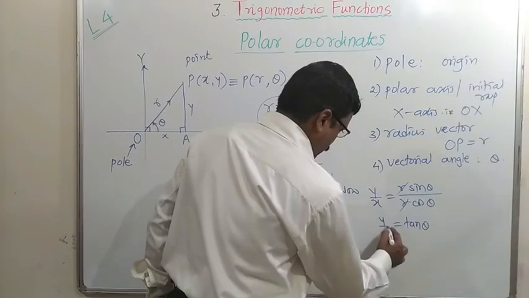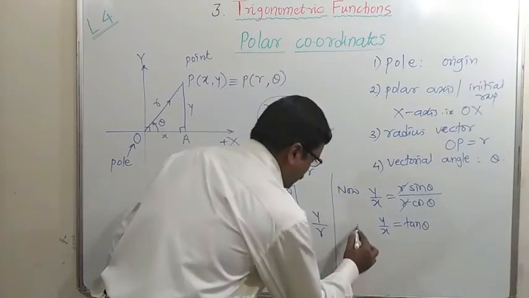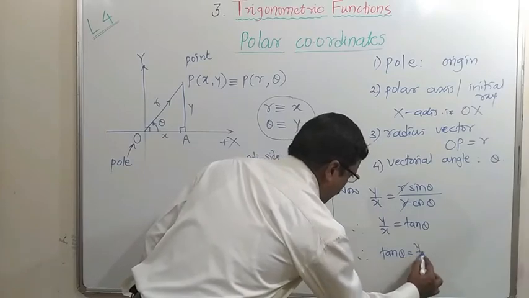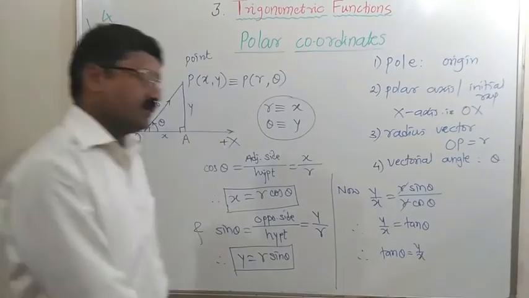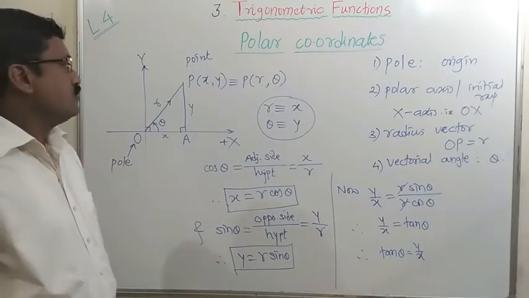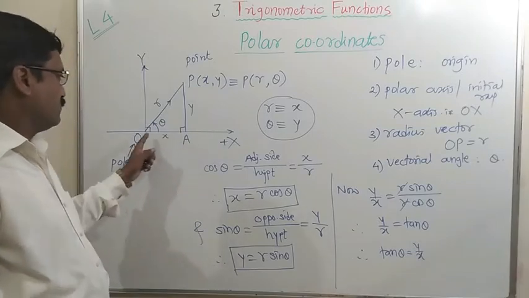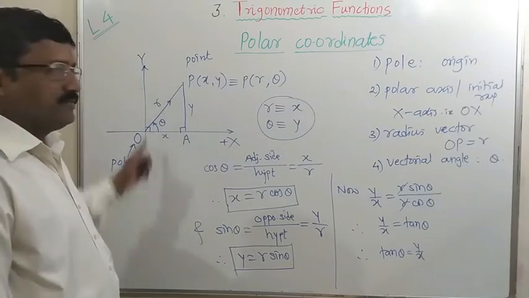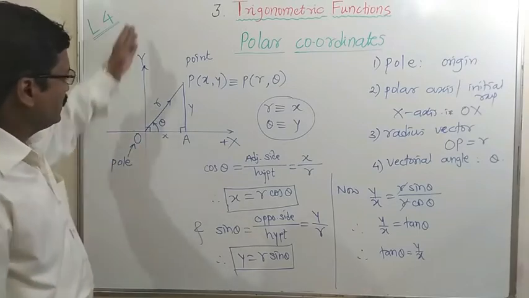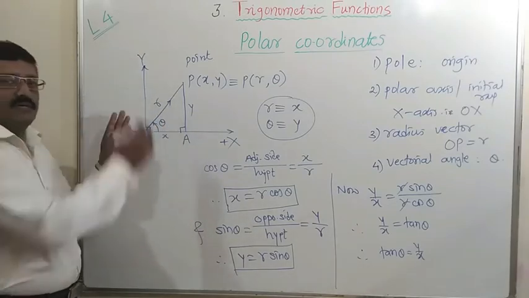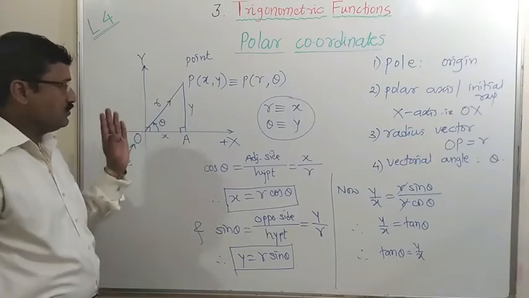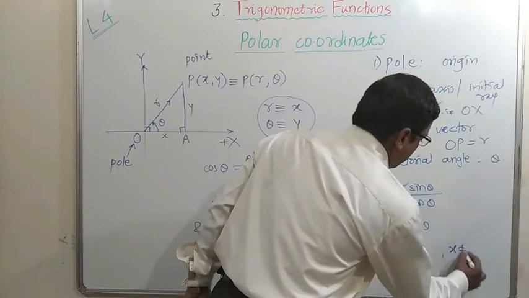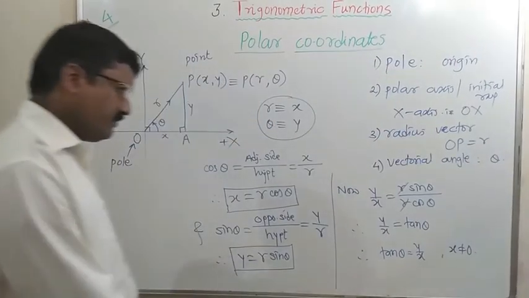So this y upon x is equal to tan theta, or it can be written as tan theta equal to y upon x. Obviously x should not be equal to 0. If x is equal to 0, then the point lies on the y axis. Then no need to find the angle theta, because if the point lies on the y axis, the angle will obviously be pi by 2 or 90 degrees. So no need to find that angle. So here the condition is that x is not equal to 0.